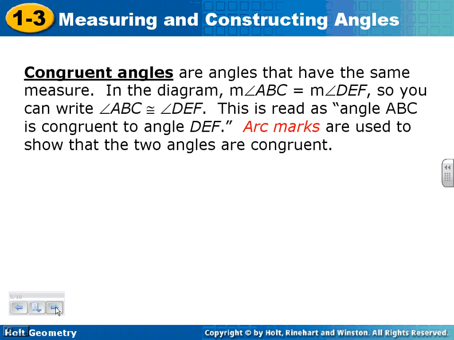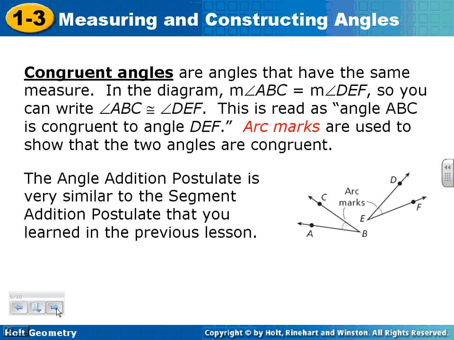Next slide. Congruent angles are angles that have the same measure. In the diagram, the measure of angle ABC equals the measure of angle DEF. So you can write angle ABC is congruent, remember that symbol right there, it's the congruent symbol, to angle DEF. This is read as angle ABC is congruent to angle DEF.